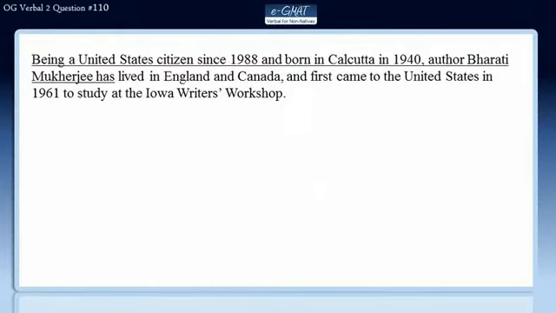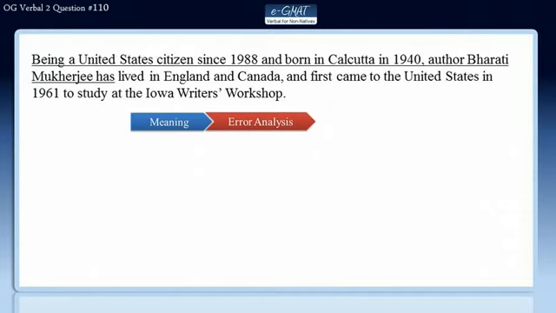We will solve question number 110 of OG Verbal 2nd edition by using the e-GMAT 3-step process. In the first step, we will understand the meaning of the sentence. In the second, we will evaluate the errors in the sentence, and finally, we will review all the answer choices to get to the correct answer.